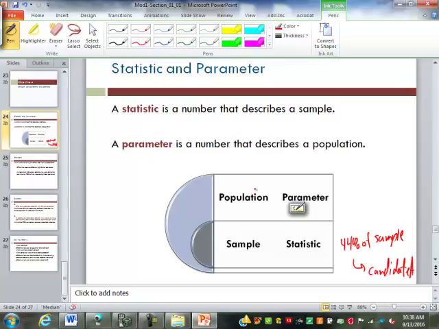Now my parameter, again, usually I don't know this exactly. Generally I'm using my statistics to estimate a parameter. So I might say less than half of all voters are going to vote for candidate A. It may or may not be true or accurate, but it is a statement about the population. Therefore, it is a parameter.